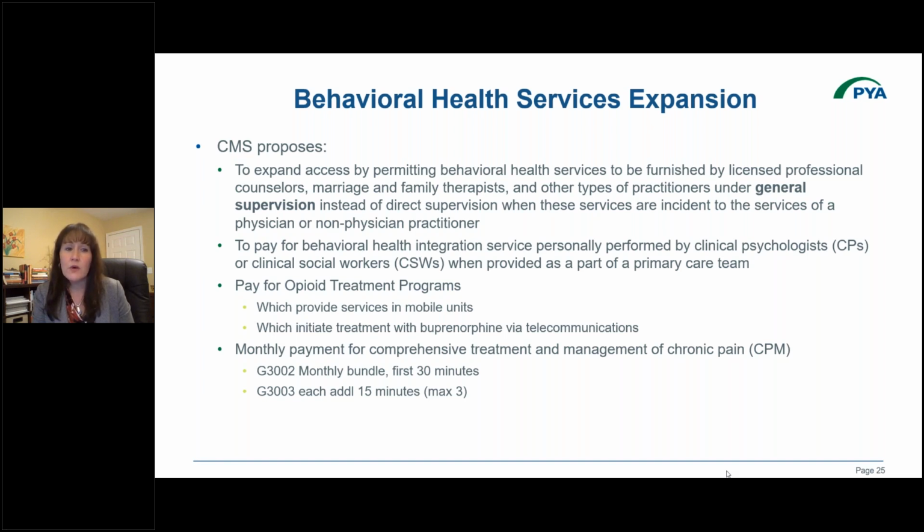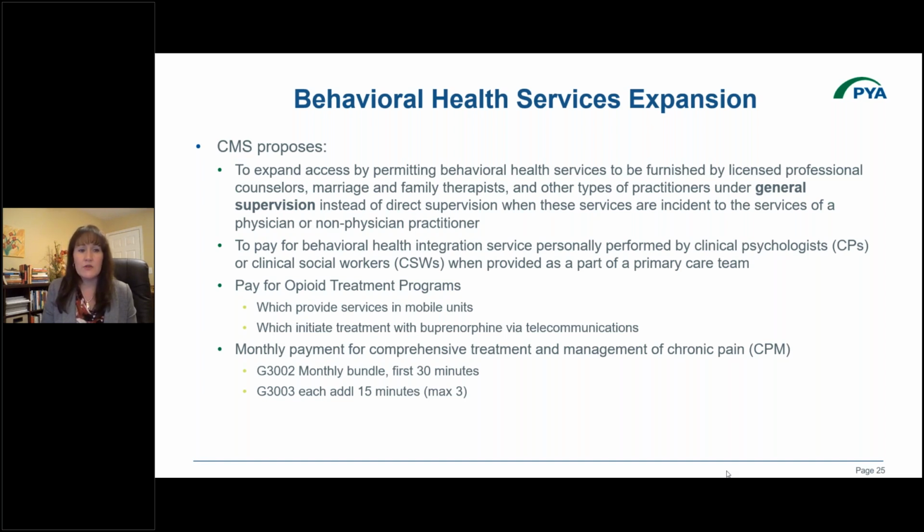They are also going to pay for opioid treatment programs that provide services in mobile units, as well as those that initiate treatment with buprenorphine via telecommunications. They have added a G code, or 2 G codes, a monthly bundle of services to pay for the comprehensive treatment and management of chronic pain. You'll see them as CPM or chronic pain management services.